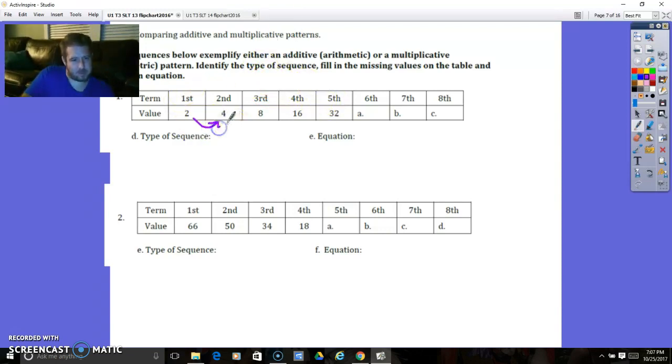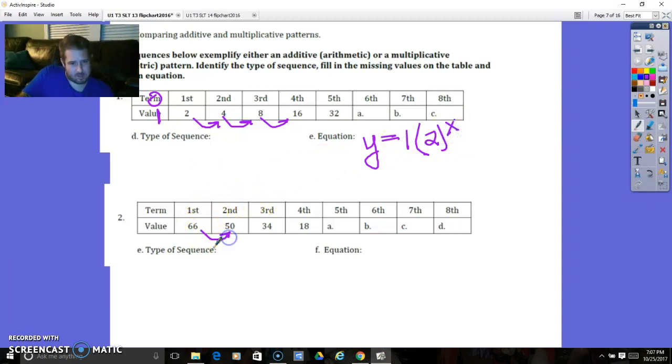So I see the pattern here is times 2 times 2 times 2, which is a geometric sequence. Geometric sequences are exponential. So that's y equals the starting point. Now the starting point here is the 0th term. If I go backwards, divide by 2, divide by 2, divide by 2, divide by 2, that would be 1. So it's really 1 times the rate, which is 2, to the power of x.